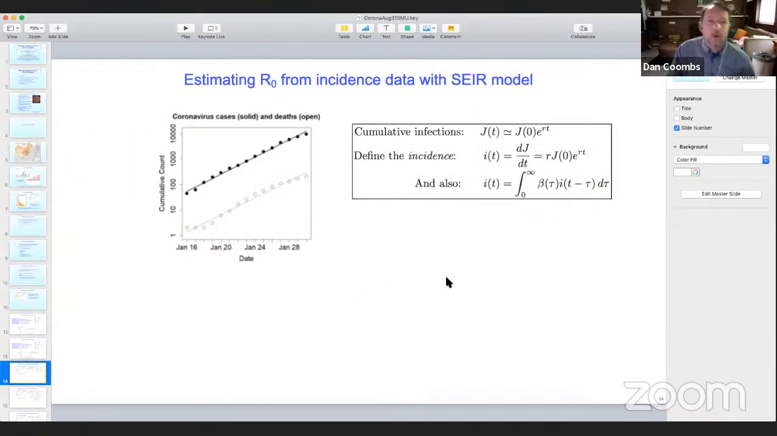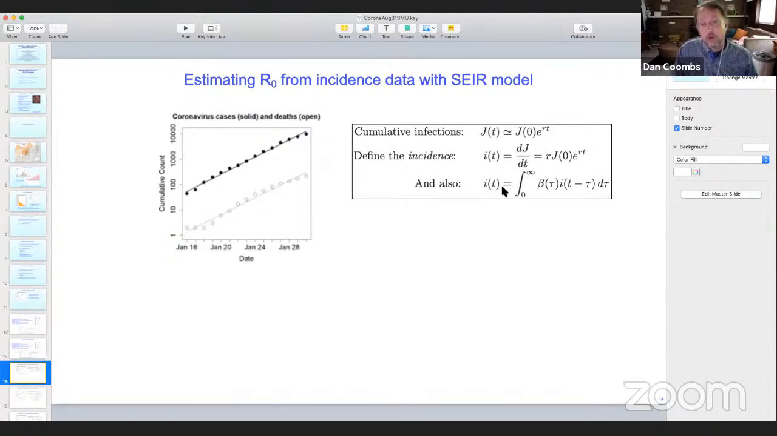Okay, so how do we go from this model to estimating R0? So we have this cumulative infection data, and it looks to be, roughly speaking, exponentially growing. So we can say, well, the cumulative number of infections, J, is some exponential function of time. We can also define the derivative of this. This is the incidence. So the incidence is just dJ/dt, and that's also going to be an exponential function of time.